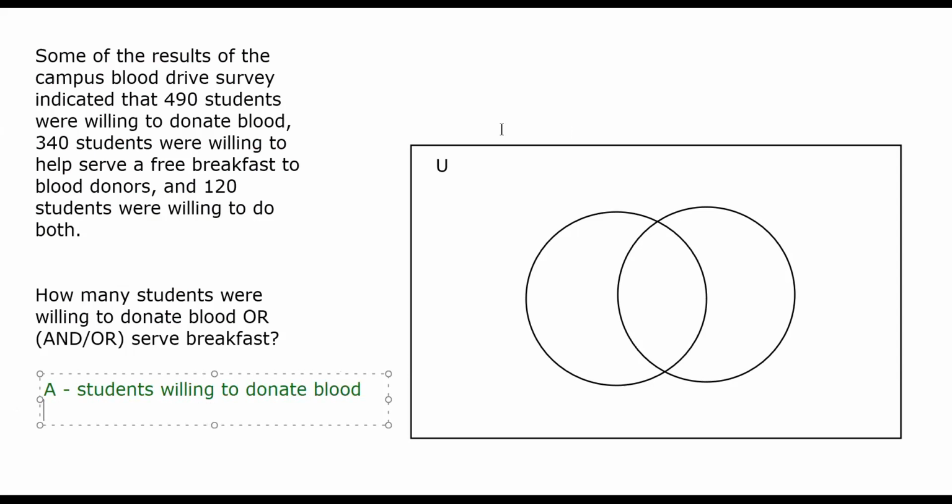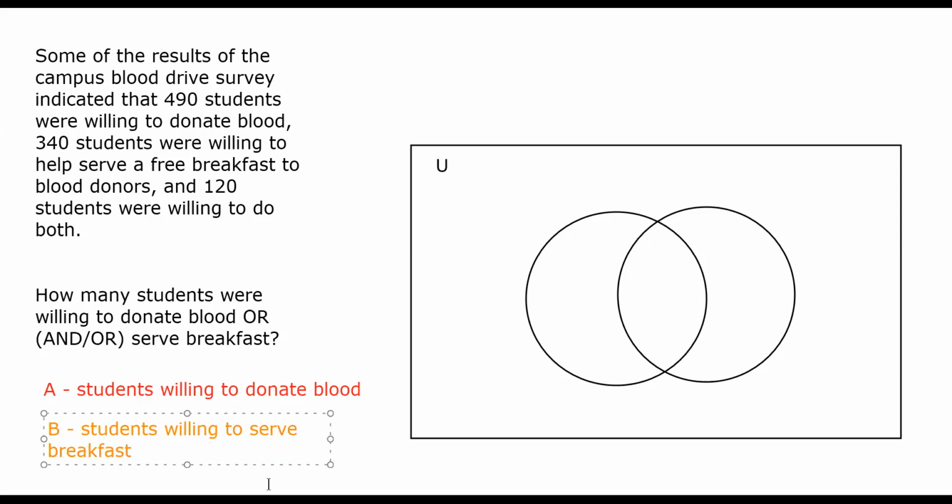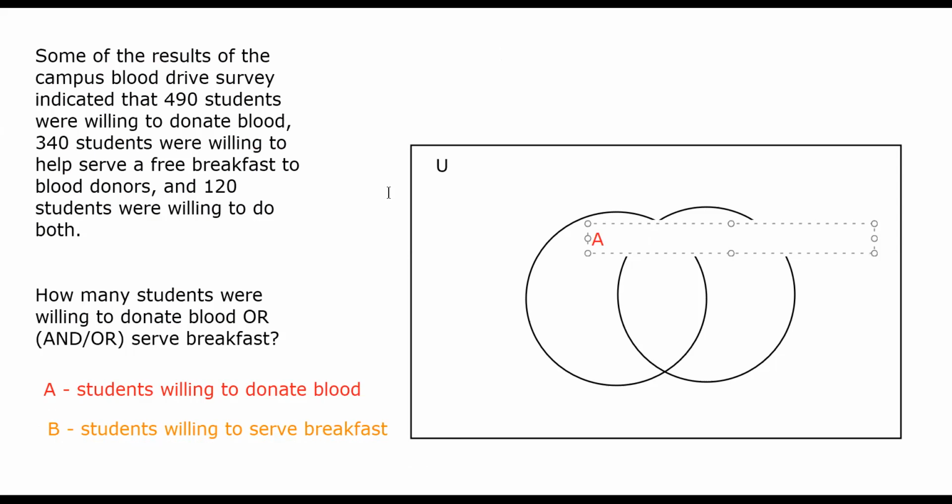We'll let the set B. What's a good color for breakfast? When I think of breakfast, I think of orange juice. So we use orange. B is going to be the set of students willing to serve breakfast, whether at Tiffany's or otherwise. So I'm going to go write those in here. This is the set A. This is the set B.